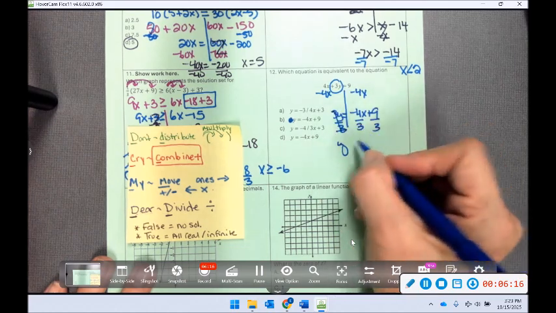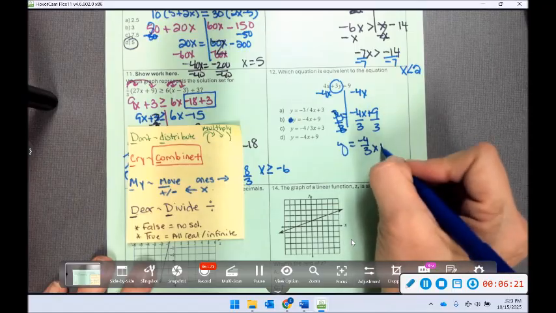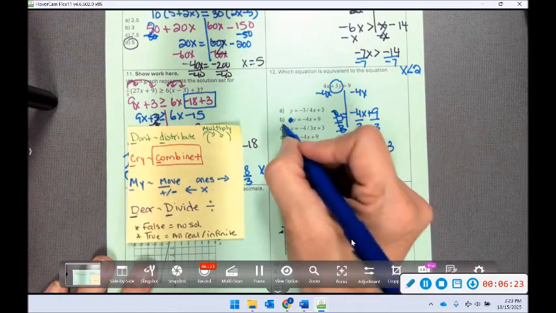So 3 divided by 3 is 1. Negative 4 divided by 3 stays negative 4/3. 9 divided by 3 is 3. Choice C.